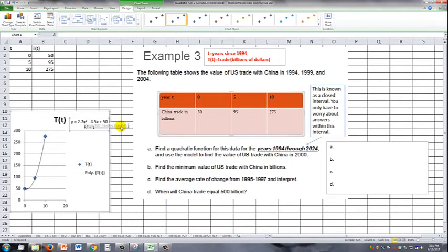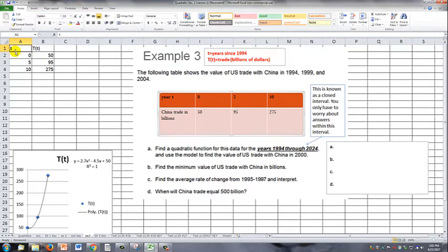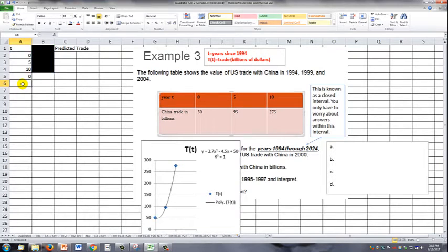And so the next thing I'm going to do is I'm going to leave this data, and you could start over or continue to use the column T that you started and create another called predicted trade. And just for emphasis, I'm going to black this out just so you remember that you just do not use the actual data once you have created a model. And I want my domain to be exactly what it's been asked for. So I want my domain to be from 0 to 30, from the years 1994 to 2024.